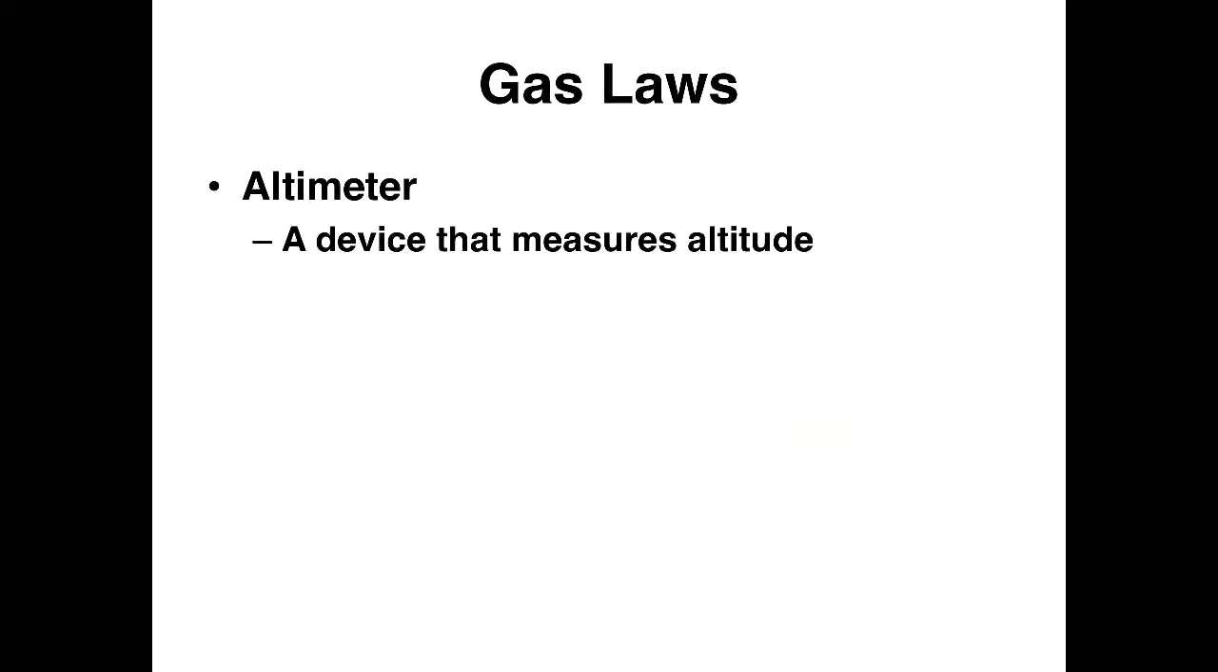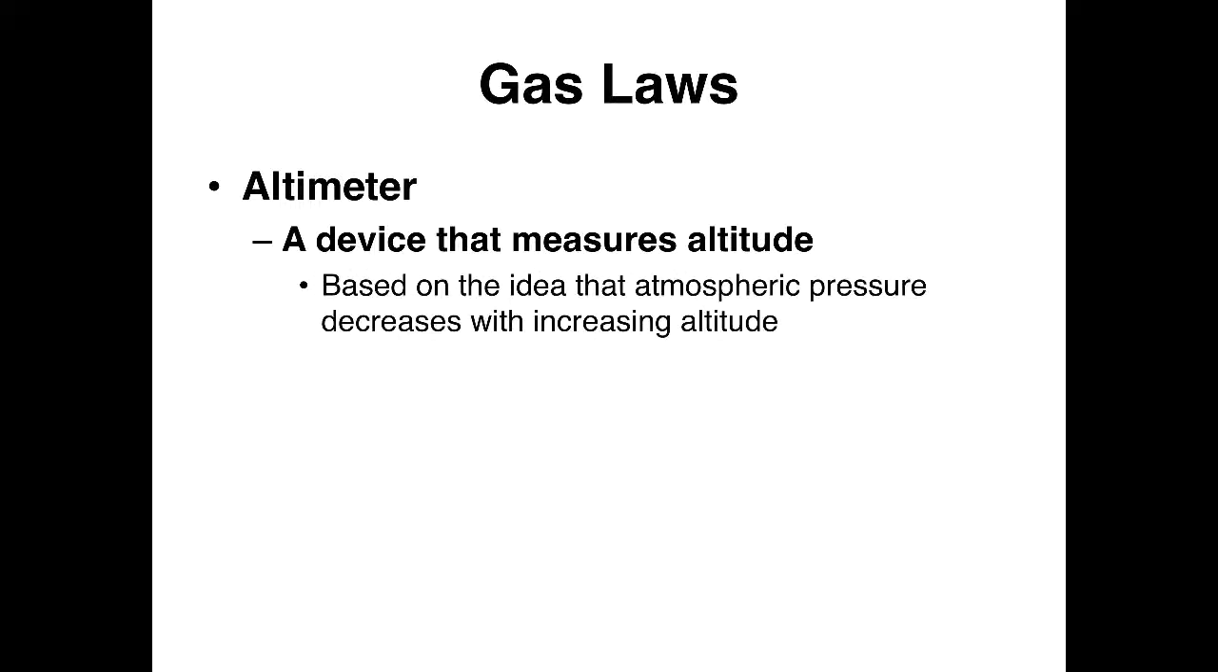An altimeter is a device that measures altitude. The altitude is measured based on the idea that the atmospheric pressure decreases as the altitude increases. And so you set the altitude at zero when you're on ground level, and that pressure is then equated with zero altitude. Then as you go up and the pressure decreases, the altitude will increase. It measures the decrease in pressure and measures that as an increase in altitude.